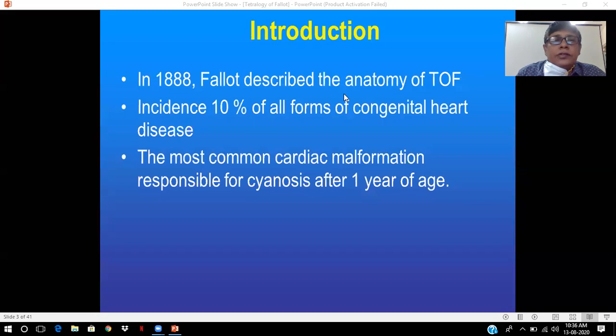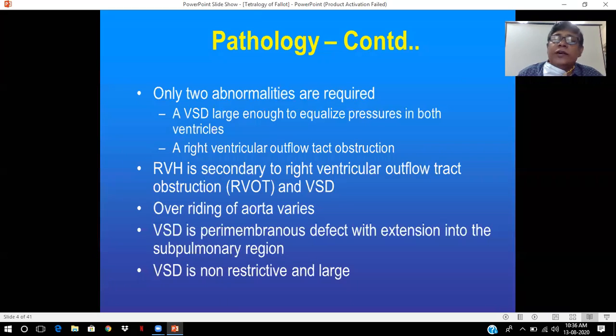It was described by Fallot in 1888. The incidence is 10% of all forms of congenital heart disease, and it is the most common cardiac malformation responsible for cyanosis after 1 year of age. That means most of the congenital cyanotic heart diseases will either have to be operated on or the children will die if not corrected. So after 1 year, it is mainly tetralogy of Fallot children who survive. It is the commonest cause of cyanotic heart disease after 1 year.